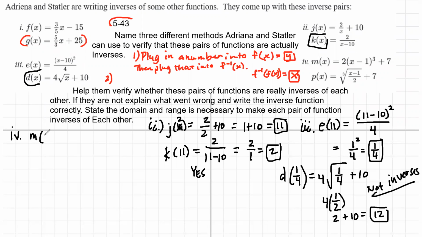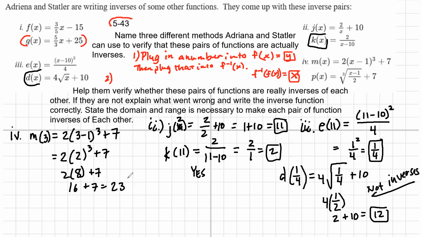So m of 3 is equal to 2 times 3 minus 1 cubed plus 7. I'm plugging 3 into the original function. So 3 minus 1, that's 2 cubed, not squared, times 2 plus 7. Well, 2 cubed is 8. 8 times 2 is 16. 16 plus 7 is 23. So we got 23 when we plugged in 3.